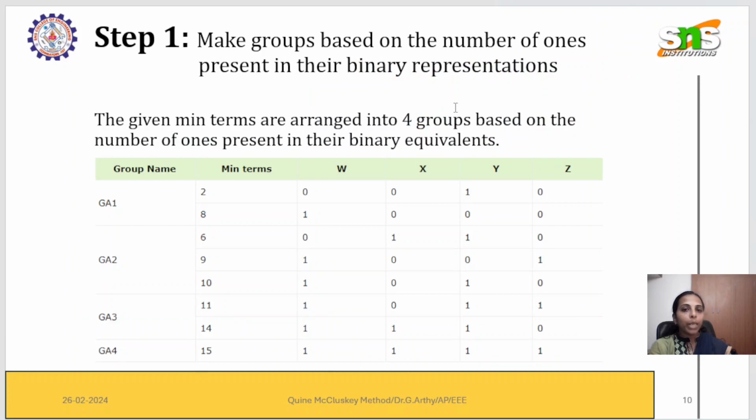Now we have to make groups based on the number of ones present in the binary representation. We have formed the first group: 2 and 8 have number of ones 1. 6, 9 and 10 have number of ones 2, so that is another group. The third group has number of ones 3, and the fourth group has minterms with number of ones 4. The binary representation is also mentioned, so based on the number of ones, it has been grouped.